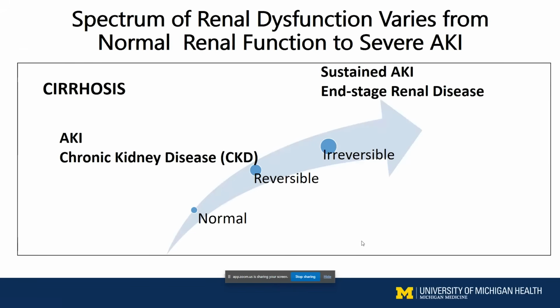The spectrum of renal dysfunction in patients with cirrhosis varies widely from normal liver function with normal renal function to severe acute kidney injury. And severe acute kidney injury could be sustained acute kidney injury requiring liver transplant, and also there are patients with CKD who can develop acute on chronic kidney injury and end-stage renal disease patients.